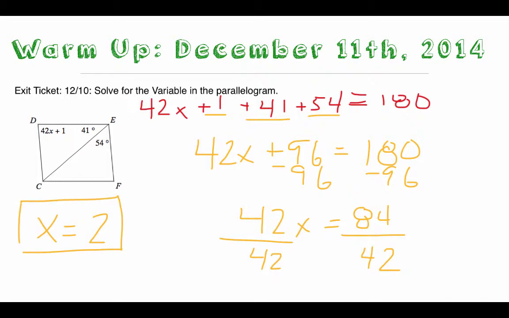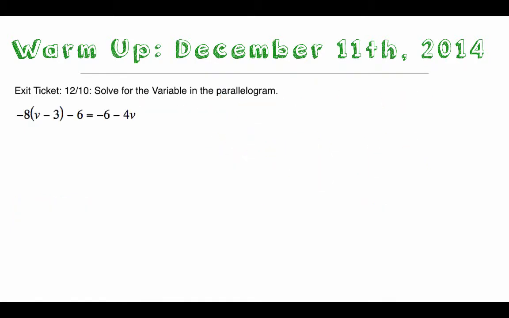Right? So 42 times 2 plus 1 is 85. And then our 41 plus our 54 is 95. 85 plus 95 equals 180, and our problem checks out. We're good to go. Looking at the last one, a little algebra review here.